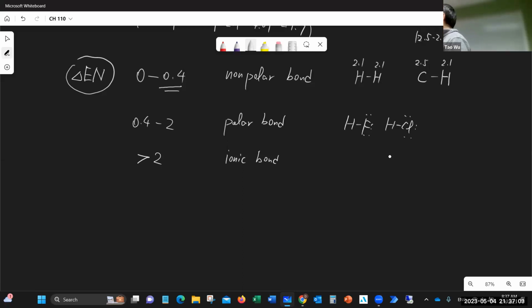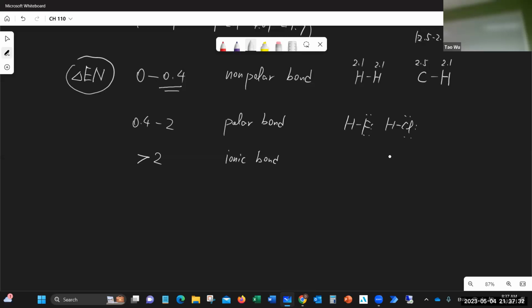Page 17. And you can see question number 4 over there, page 17. Question number 4: which is the most polar bond? Which one is the most polar bond between carbon-carbon and carbon-hydrogen? What do you think? Okay, carbon-carbon bonds and carbon-hydrogen bonds, both are non-polar bonds.